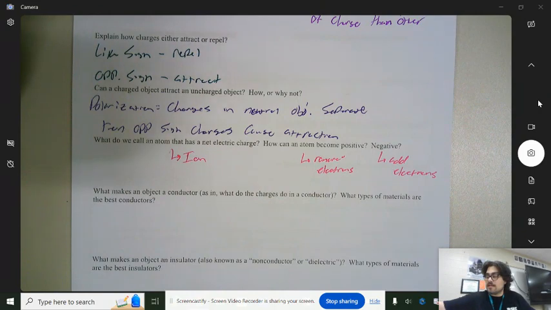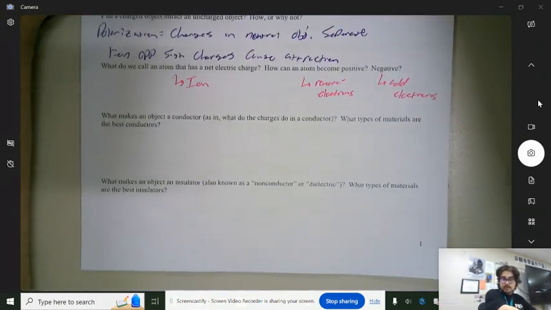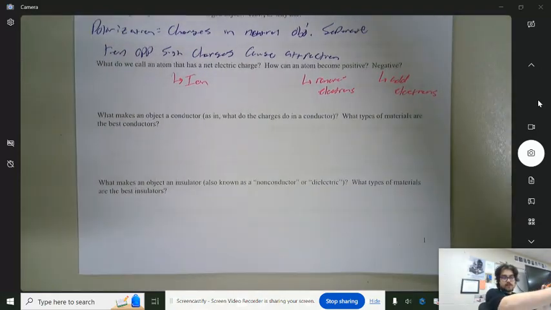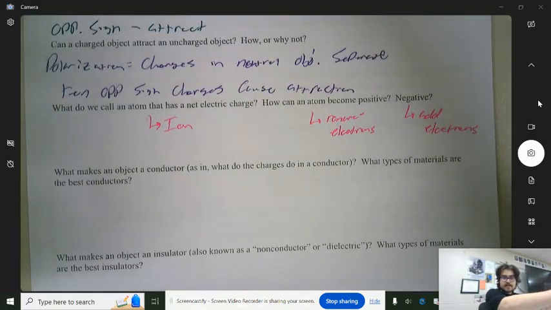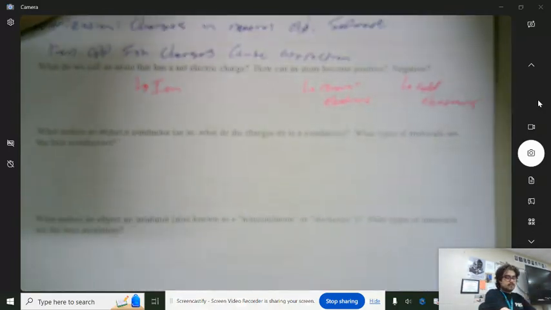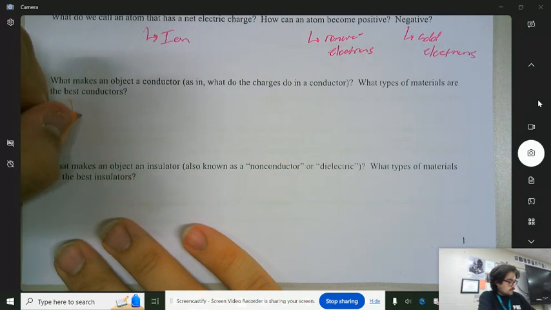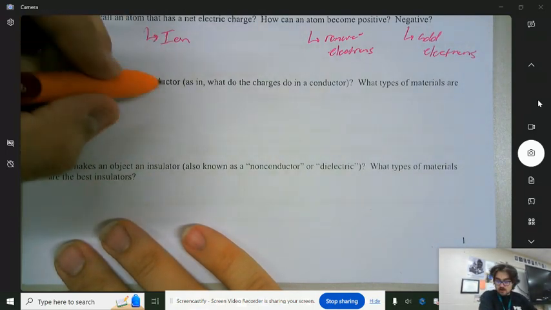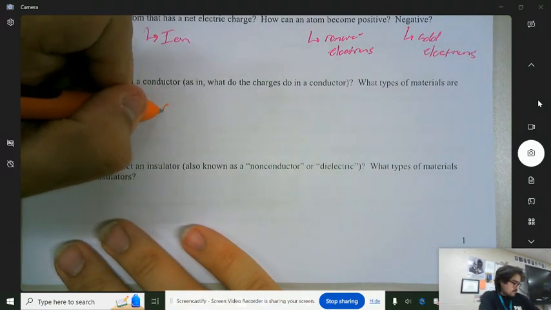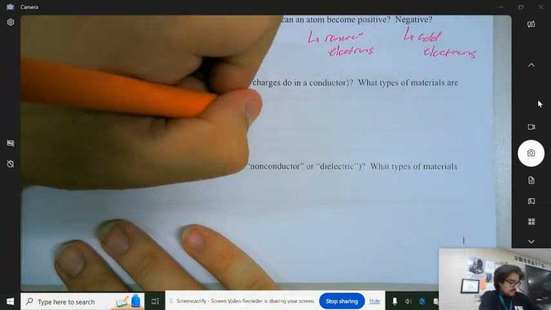Let's talk about conductors and insulators really quickly. You probably know them in terms of temperature, like which ones are good conductors of heat, which ones are good insulators of heat. In order for an object to be a good conductor, the charges need to be able to freely move around the conducting surface.